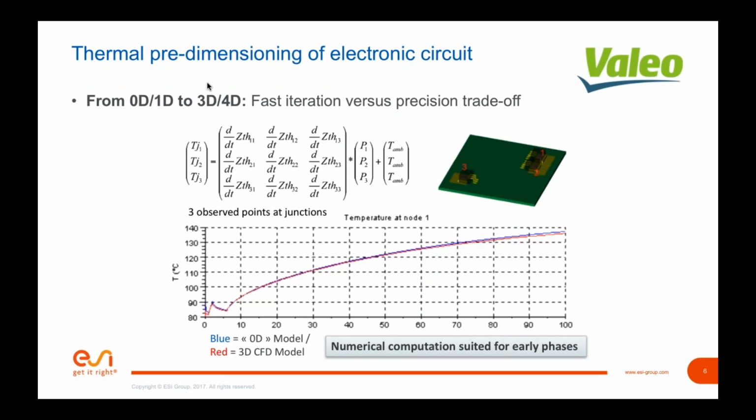What is its x-axis? X is t. It's time. It's just a simulation over time of the temperature, and you see it goes over 100 degrees Celsius. There's only a few degrees of difference between the CFD model and the mathematical model.